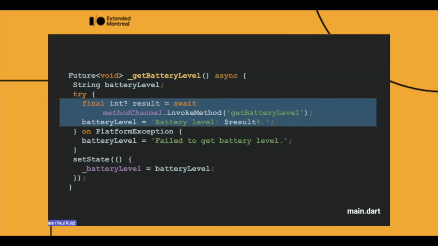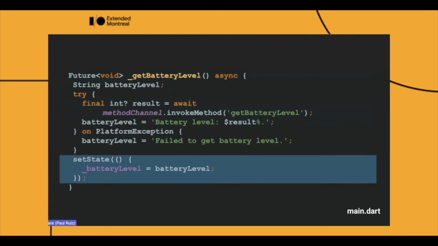Here you can see we're invoking the get battery level native mobile method on whatever platform we're using directly through the method channel that we created earlier. So this is back on the Flutter side here. Once that result is returned to us, we can save the result and then call setState to update our Flutter UI.